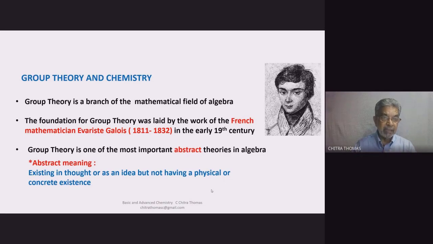And whenever a theory or concept is abstract in nature, it's extremely difficult to learn the topic and even more difficult to teach these topics to others. There's a reason why quantum mechanics and group theory in chemistry are regarded as two of the most difficult topics in chemistry, not only in India, but all over the world.